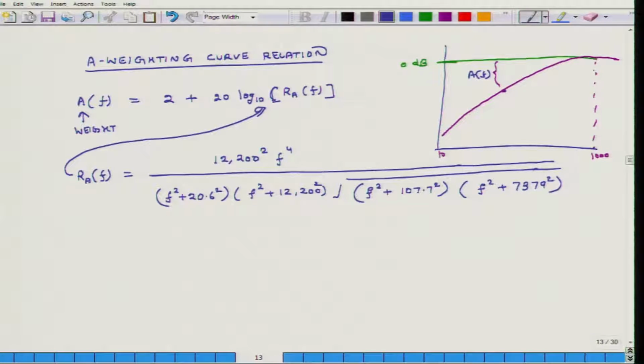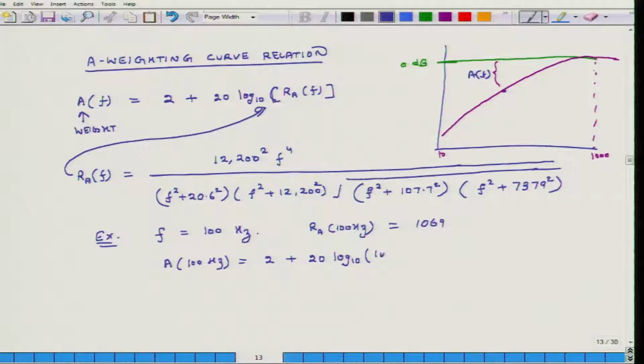I can calculate the A weighting curve. We will just do it very quickly for one or two numbers. For example, let us say I want to find the difference between perception and measured sound pressure level at 100 hertz. First I calculate RA at 100 hertz, and when I use this formula it comes to be 1069, and then my A weighting at 100 hertz is equal to 2 plus 20 log 10 of 1069.